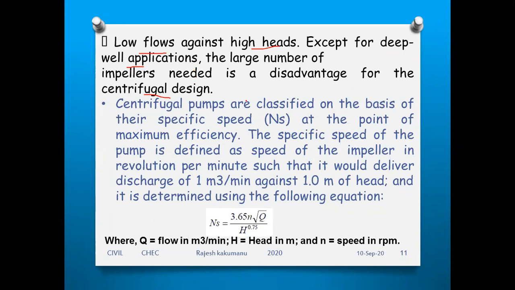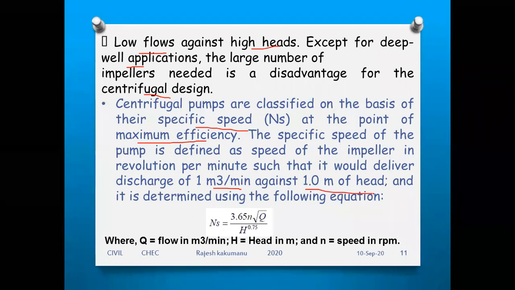The centrifugal pumps are classified on the basis of their specific speed. Problems we can understand here. The pumps are classified based upon the specific speed Ns at the point of maximum efficiency. The specific speed of the pump is defined as the speed of the impeller in revolutions per minute such that it would deliver a discharge of 1 meter cube per minute against 1 meter of head.